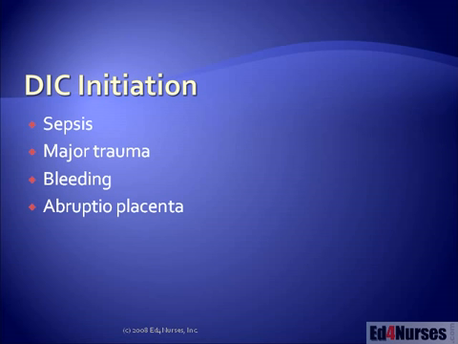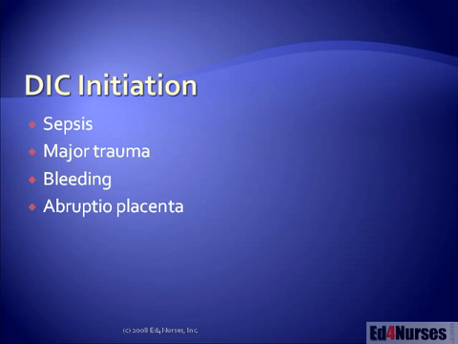There is an initiating factor such as sepsis, major trauma, bleeding, or abruptio placenta that starts this inflammatory response. So if you're looking for a patient who has DIC or might be developing DIC, be looking for these etiologies. Now let's talk about one of these that you're probably a little bit more familiar with, the patient who is septic. So you have a patient admitted to your floor today with sepsis.